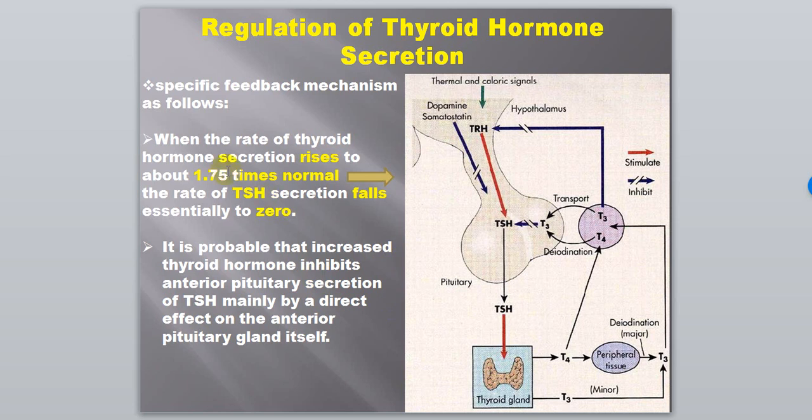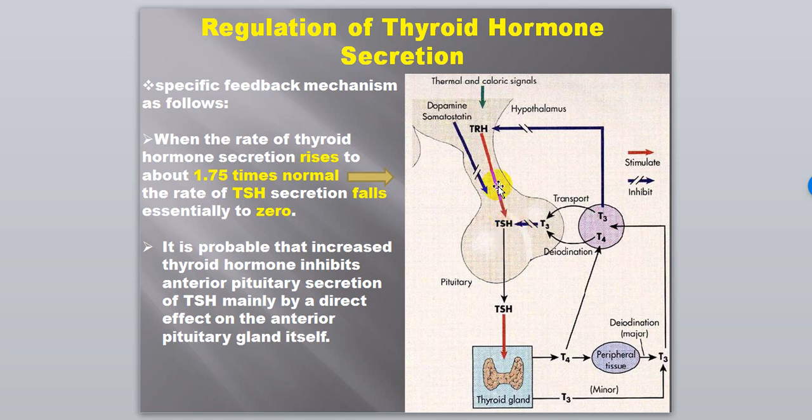If TRH, thyroid releasing hormone, is secreted from the hypothalamus, that affects TSH, thyroid stimulating hormone, in the anterior pituitary gland.